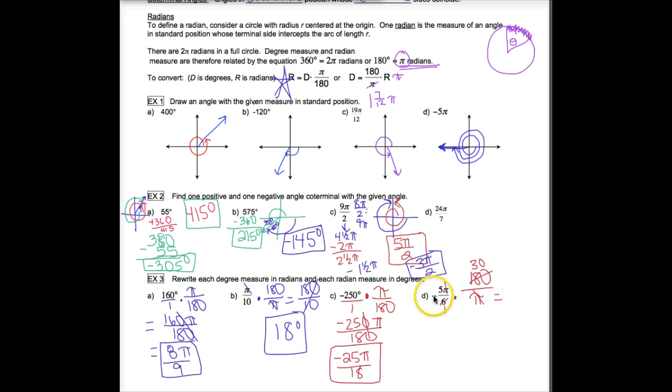So now, negative 5 times 30 is negative 150. 1 times 1 is 1, so that's it, negative 150 degrees. And that's the way the cookie crumbles.